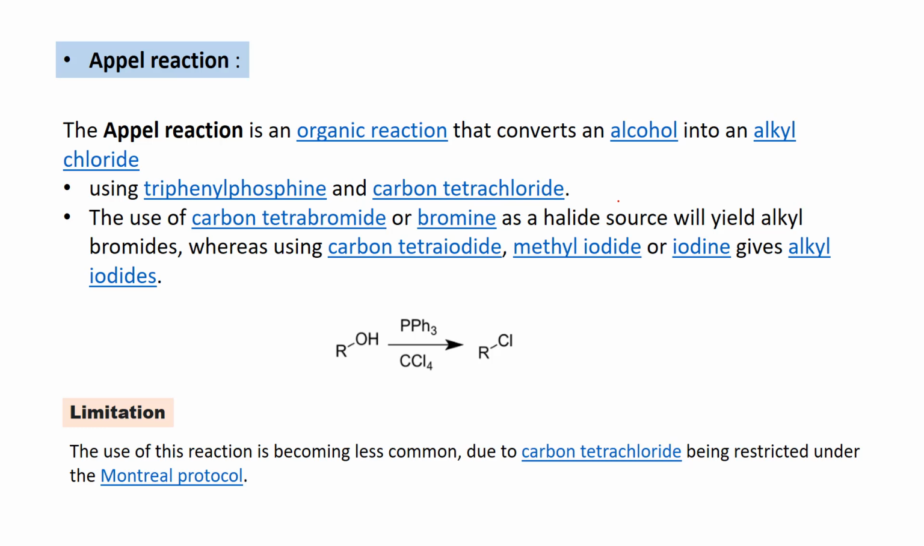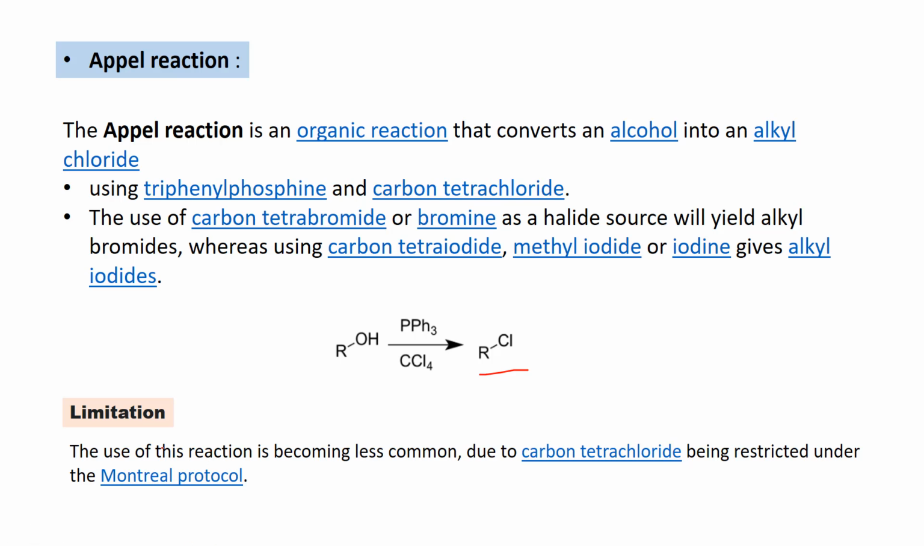So what are the reagents we use in case of the Appel reaction? First is PPh3, that is triphenylphosphine, and next is carbon tetrachloride, that is CCl4. The use of carbon tetrabromide or bromine as halide source will yield an alkyl bromide, whereas if we use carbon tetraiodide or methyl iodide or iodine, it will give us alkyl iodide. So this process can be applied not only for preparation of alkyl chloride, but for preparing other alkyl halides also. Now you can see the reaction: if you take an alcohol and add PPh3 and CCl4, you will get this alkyl halide.